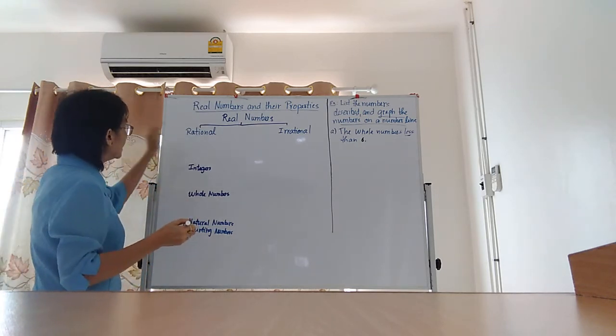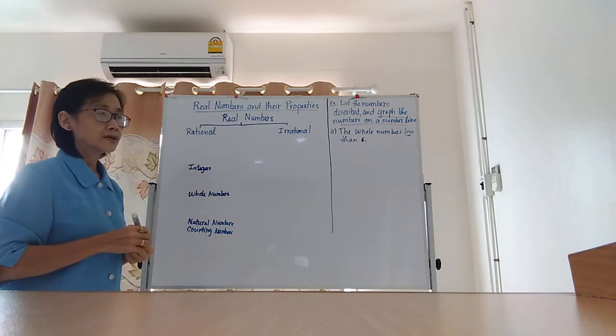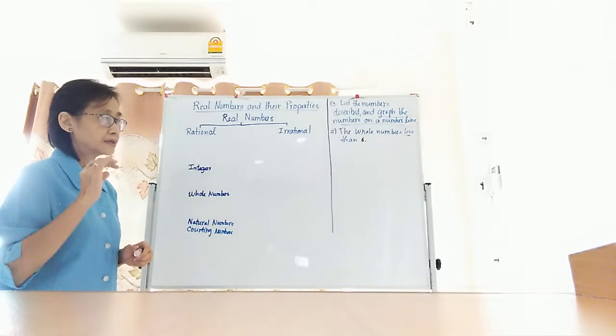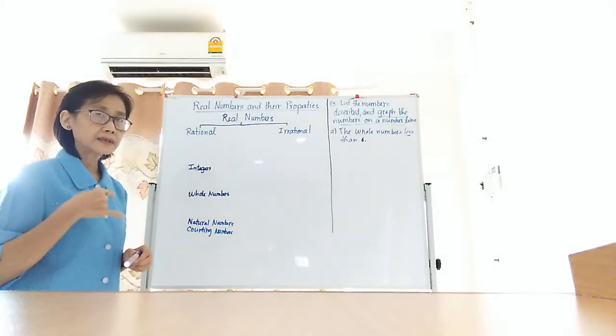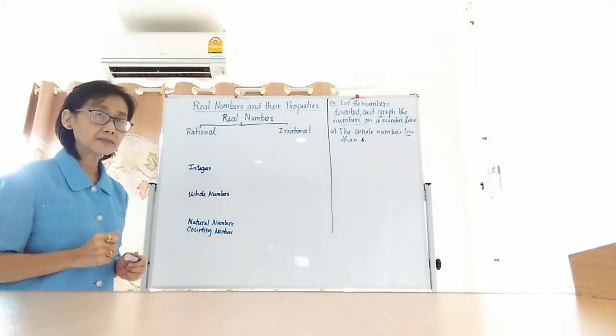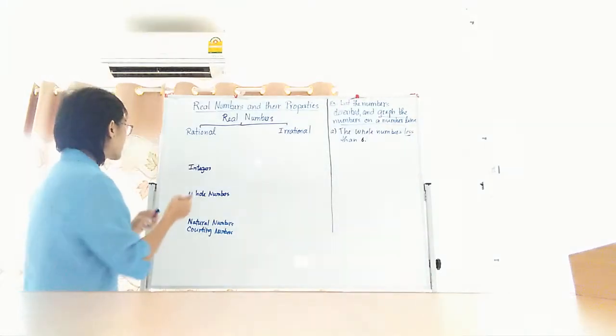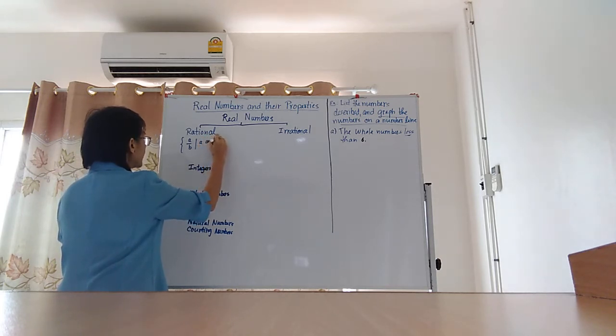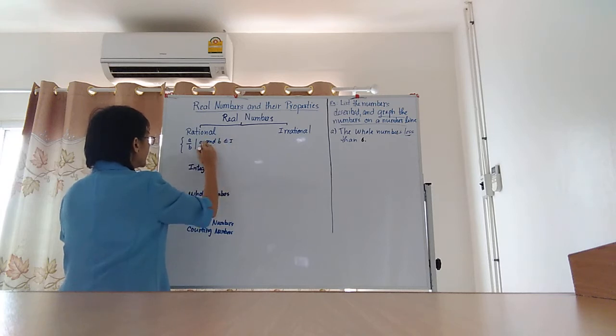So, rational numbers, what are the rational numbers? They are the set of numbers which can be written in fraction form or ratio. For example, the set of fractions like A over B, such that A and B belong to integers, where B is not equal to 0.